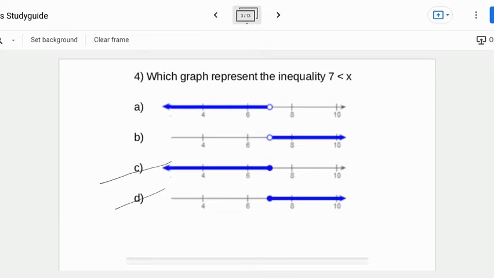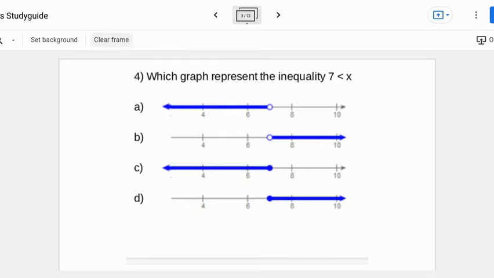So it can't be C, can't be D, because those are closed circles. And I read from the side with the variable, so I want numbers that are greater than 7. Or, again, I tell myself, is it eating the variable? Yes. So it goes to the right. So in this case, the answer has to be B.